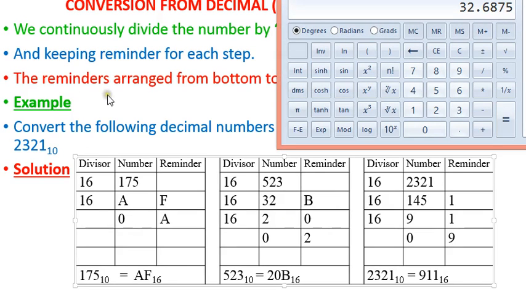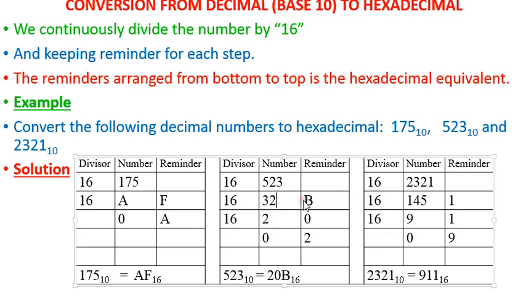So how can I get the remainder? I'll now say 32 times 16, it will give me 512. So out of 523, if you remove 512, it will give you exactly 11. Your remainder is 11. But you know, this 11 is equivalent to B in the hexadecimal system, so you put B as your remainder.